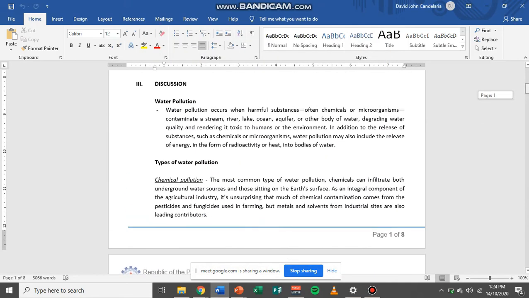So chemical pollution in water is the most common type of water pollution. Chemicals can infiltrate both underground water sources and those sitting on the Earth's surface. As an integral component of agriculture industry, it is unsurprising that much of chemical contamination comes from pesticides and fungicides used in farming, but metals and solvents from industrial sites are also leading contributors.